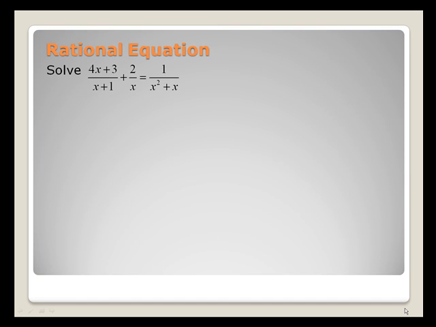Solving a rational equation. Remember, a rational equation will have fractions in it, and we need to be very careful to check for extraneous solutions at the end. This rational equation is (4x + 3)/(x + 1) + 2/x = 1/(x² + x). To get rid of the fractions, we need to multiply everything by the least common denominator, the LCD.